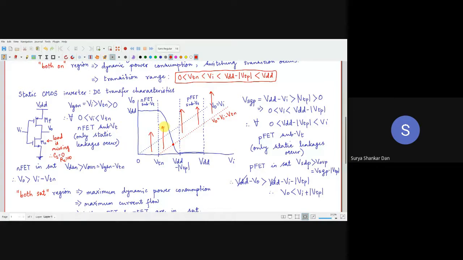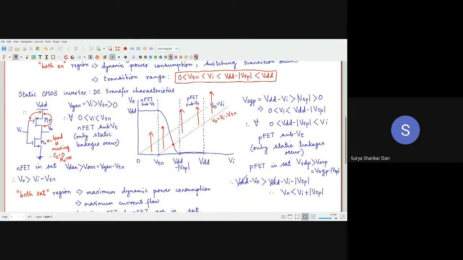Then let us look into the PFET part, PMOSFET. PFET is in saturation when VSDP is greater than VOVP, that is VGSP minus VTP. So what is VSDP? VDD minus VO, which I wrote here. Then VSDP is VDD minus VI, which I wrote here.